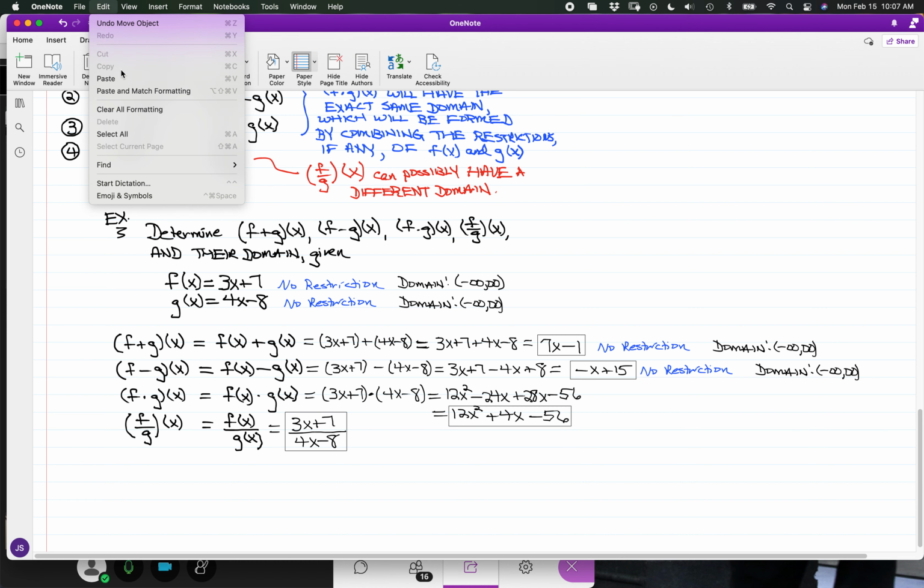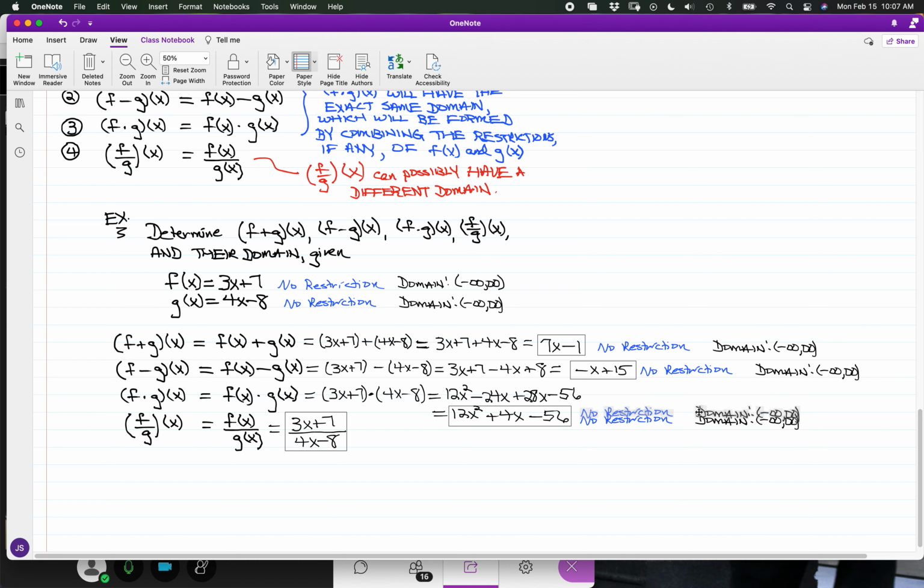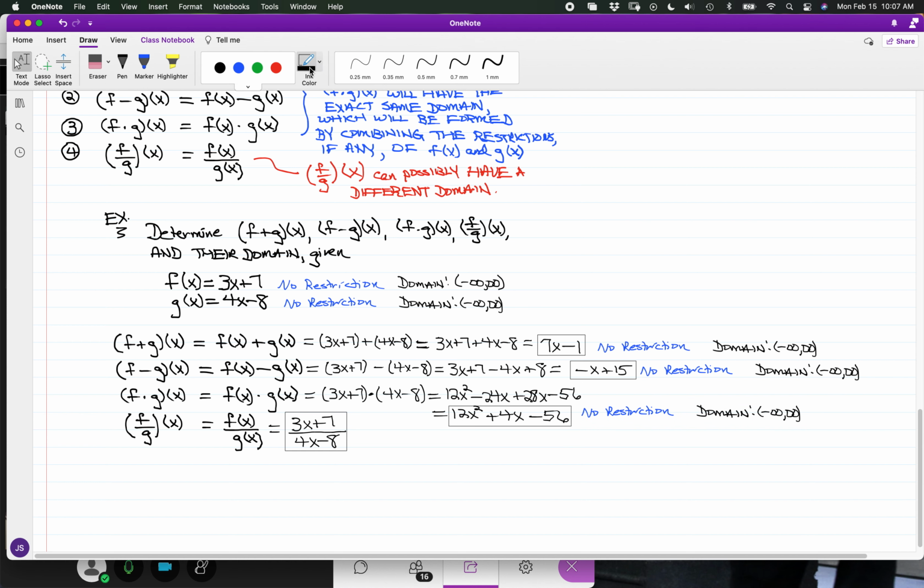And for the product function, again, no restriction, and the domain is still going to be the set of all real numbers. Okay, so the sum, difference, and product functions will all have the same domain. And again, no restrictions are applied.